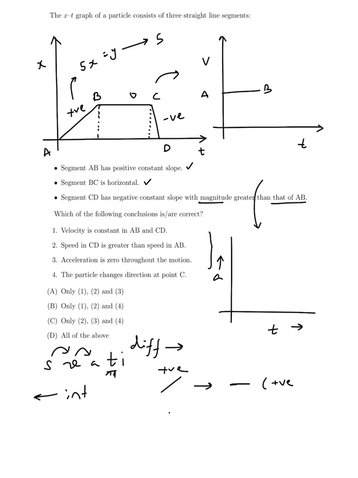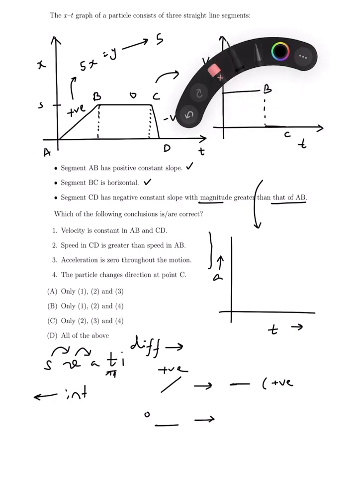BC has a zero slope. What about zero slope? It has some value, let's say it's 5. So there will be no velocity because the displacement is constant. So C will be like this. Am I right? Yes.